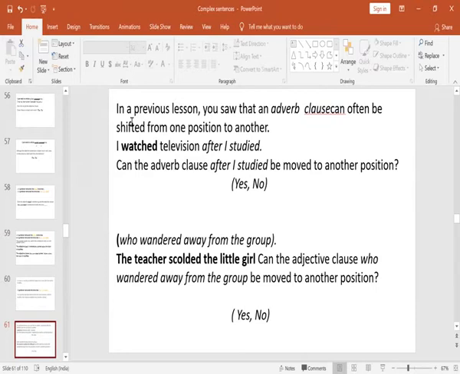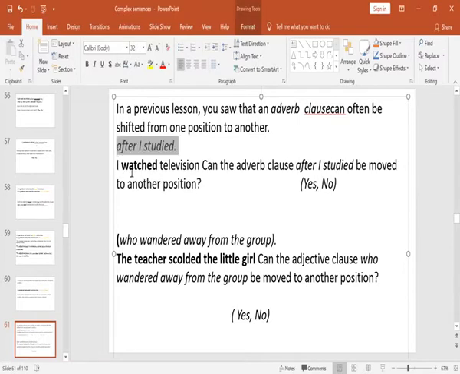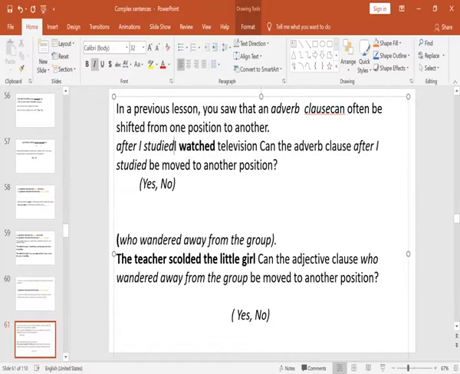Now look at this. In a previous lesson, you saw that an adverb clause can often be shifted from one position to another position. Look at this: I watched television after I studied. Can the adverb clause after I studied be moved to another position? Yes, I can take this and put it here, like this: After I studied, I watched television. Yes, I can do this.